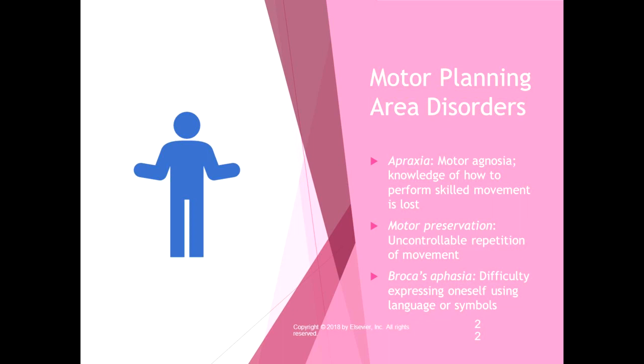Broca's aphasia is difficulty expressing oneself using language or symbols. So it is the motor planning area for speech, but it also has other functions in language. And we'll talk more about that in the communication chapter.